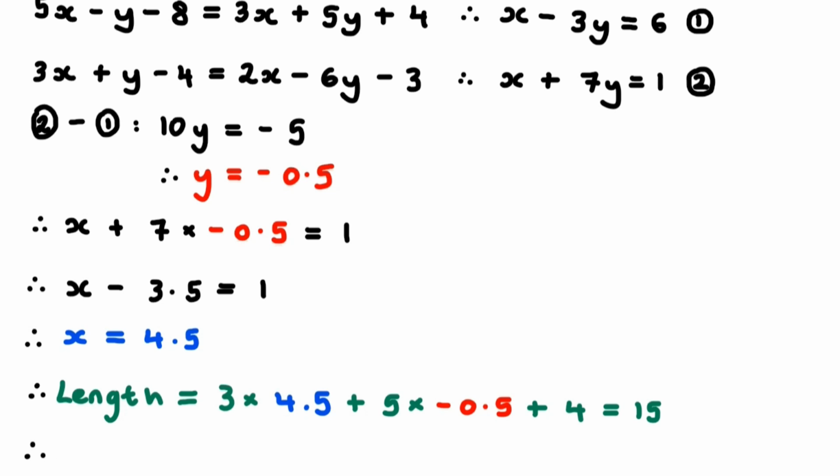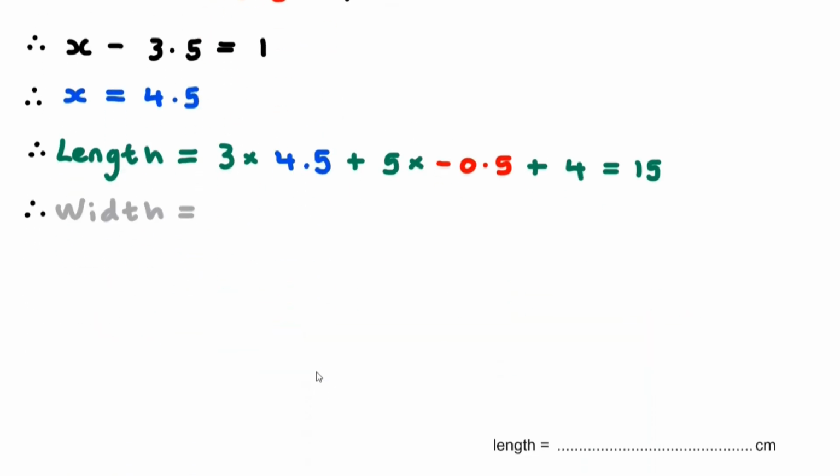And if I work out the width, the width is equal to 3x plus y subtract 4, so I'll have 3 multiplied by 4.5 plus negative 0.5 subtract 4, and it turns out I get 9. The length is 15, the width is 9.